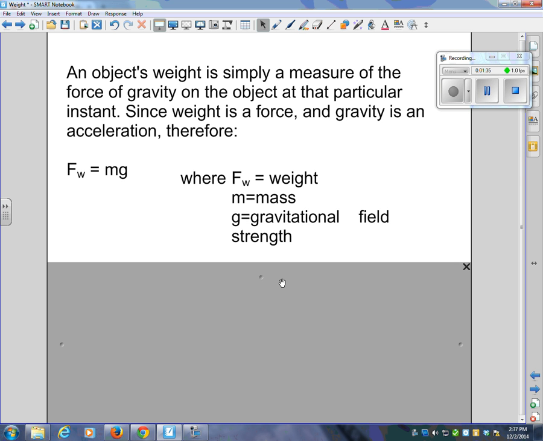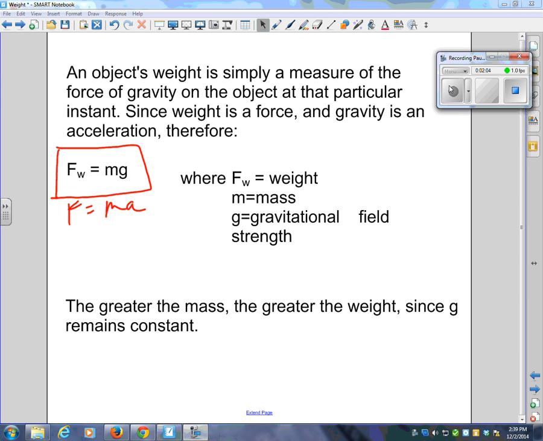So an object's weight is simply a measure of the force of gravity on that object at that particular instant. Since weight is a force and gravity is an acceleration, therefore, I think you've seen this already, have you not? I think so, right? Yeah. It's really just F equals ma, right? Fw simply stands for weight force, m is mass, and g is gravitational field strength.